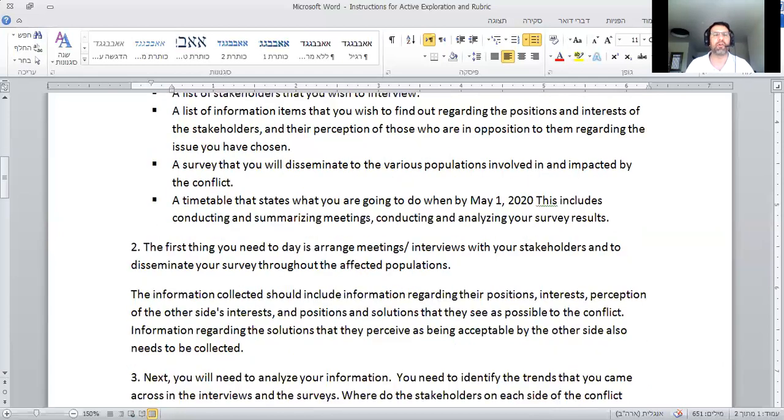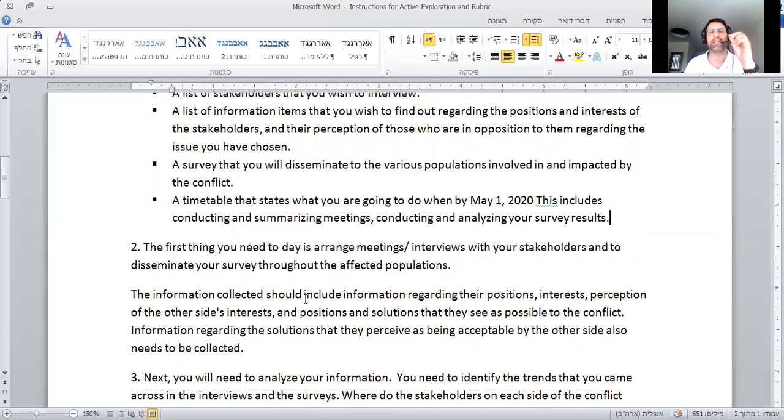These are the things that you should have already done by now. These should be part of your plan. So the first thing you need to do is arrange meetings and interviews with your stakeholders and disseminate your surveys throughout the affected populations. And of course, you do your surveys after you finish all your interviews.